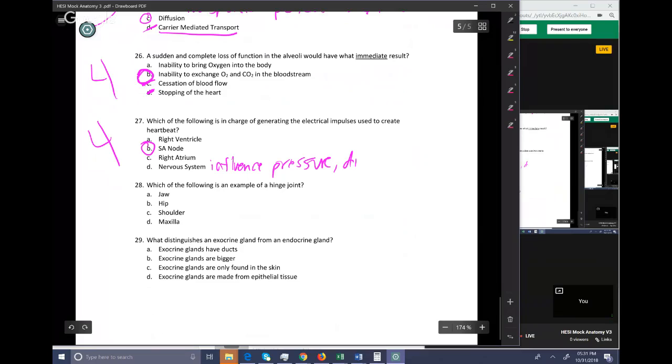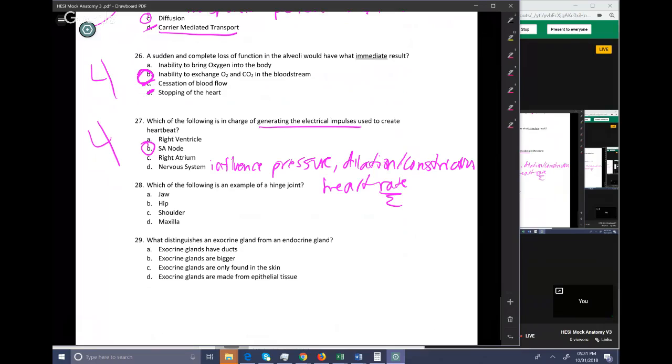The nervous system can influence the pressure in the blood vessels. It can influence dilation and constriction of the blood vessels. And in turn, if it influences those, it can influence heart rate. It can speed your heart up or slow it down, but it does not generate the electrical impulses. Any other thing that you're talking about that's generating electrical impulse is totally the nervous system. The only exception in the entire body where that is happening independently from the nervous system is in the heart. And it's always going to be a node that is doing that.